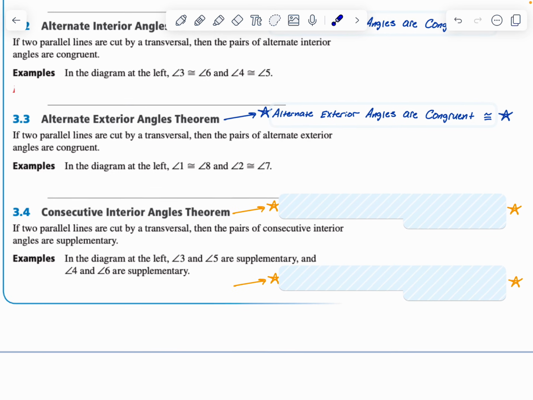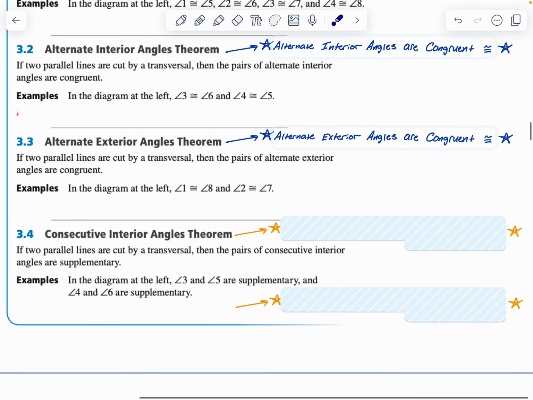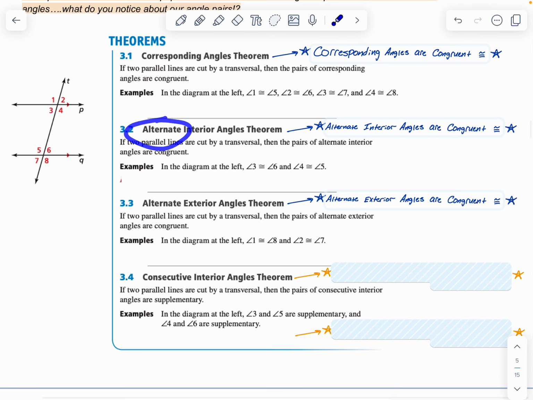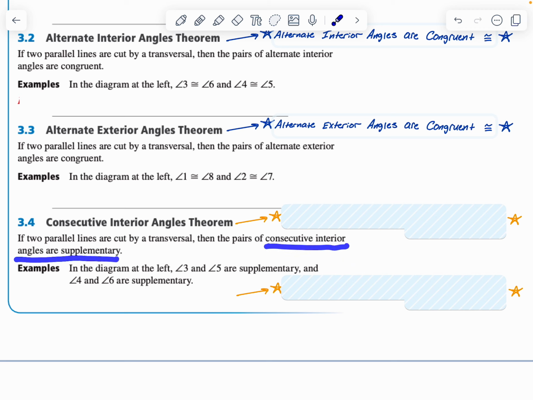But one change that we have: consecutive angles. Anytime we have alternate angles, whether they're interior or exterior, they're always congruent. But anytime we have consecutive angles, they're not going to be congruent. If two parallel lines are cut by a transversal, the pairs of consecutive interior angles are supplementary. Supplementary angles add up to, hopefully you said, 180.